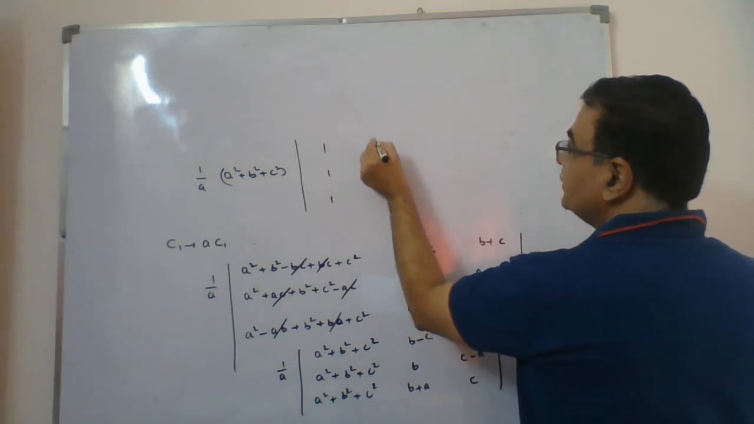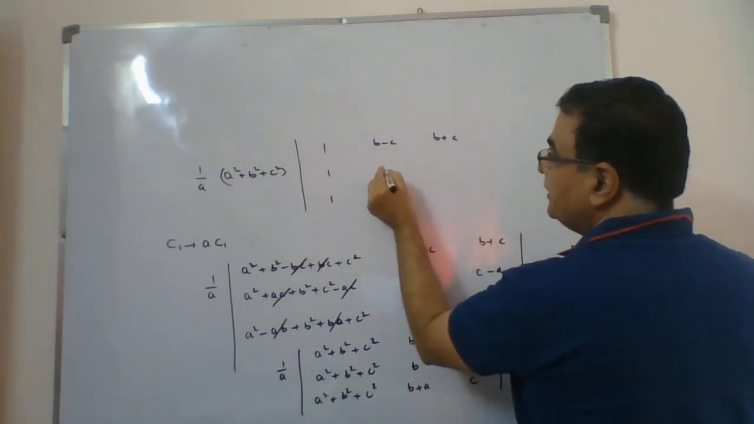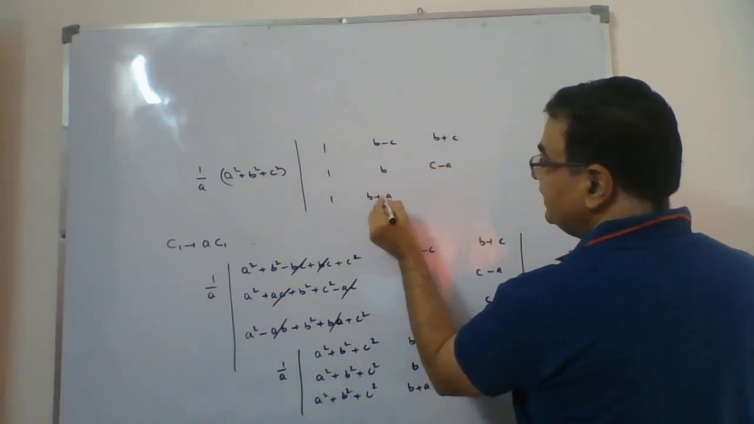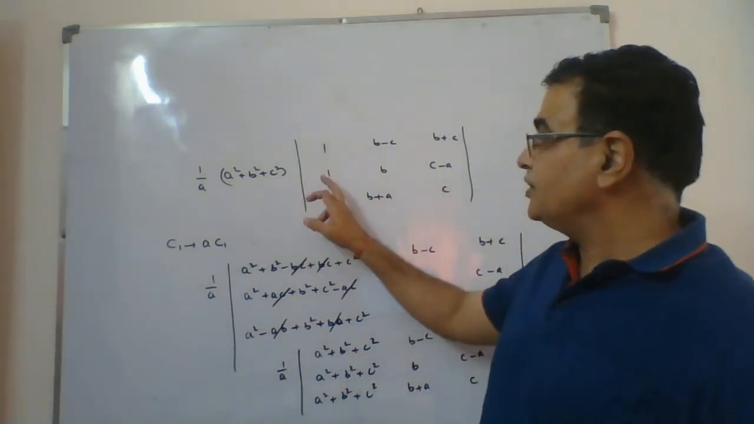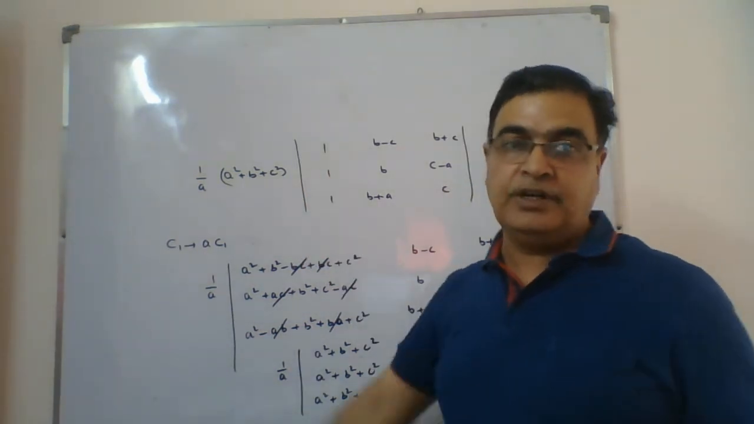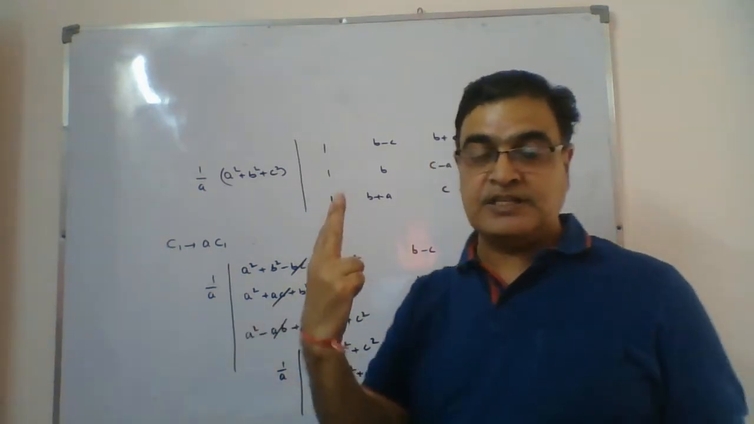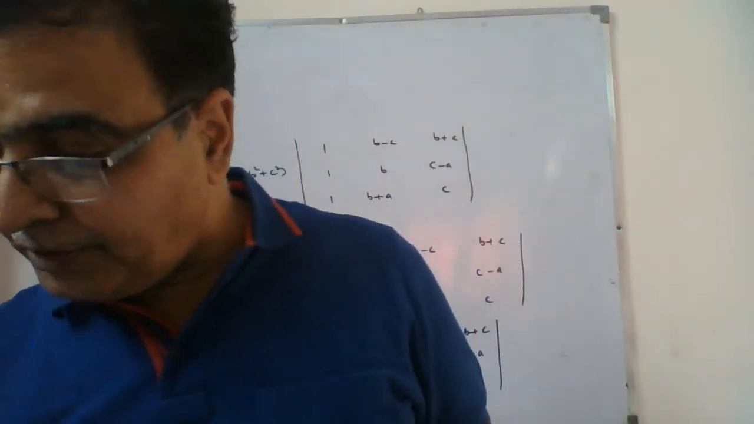The other columns are B minus C, B plus C; B, C minus A; and B plus A, C. Now you can proceed with this question: bring two zeros and solve it. So you can complete this question yourself. This is an important result. The first and second results which I told you were very important. Next, a very important question now.